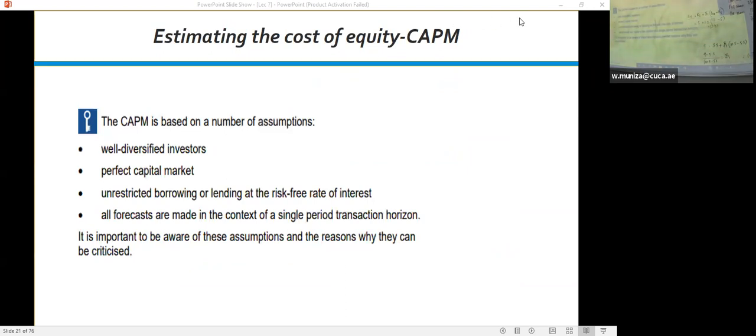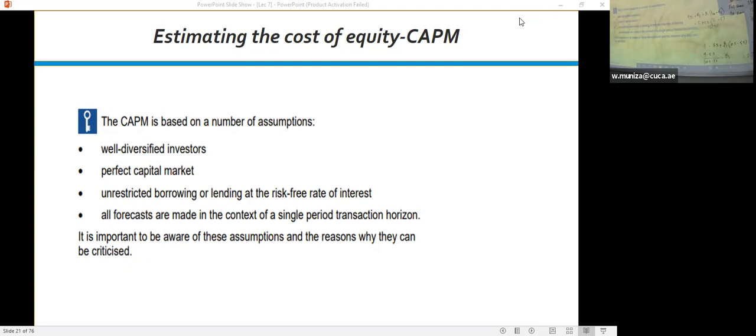Now students, on which assumptions is CAPM made? That we have well-diversified investors who are investing in many different portfolios. Then we have a perfect capital market, in which there are no imperfections and everyone is able to invest freely. Then unrestricted borrowing or lending at the risk-free rate of interest. Everyone is allowed to take borrowings from the bank. That is the particular characteristic of the perfect market. All forecasts are made in the context of a single period transaction horizon, so the forecasts are very clear and without doubts. That is why they relate to a single period time horizon.